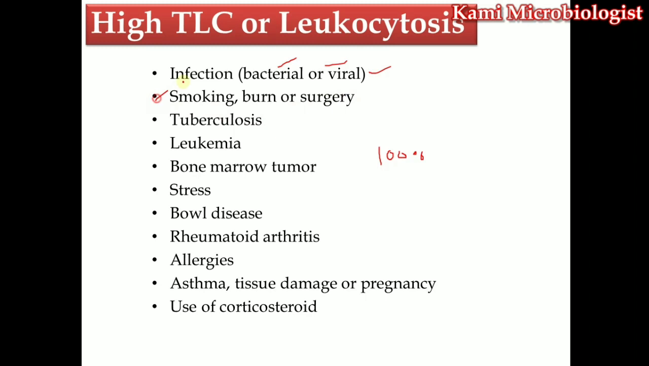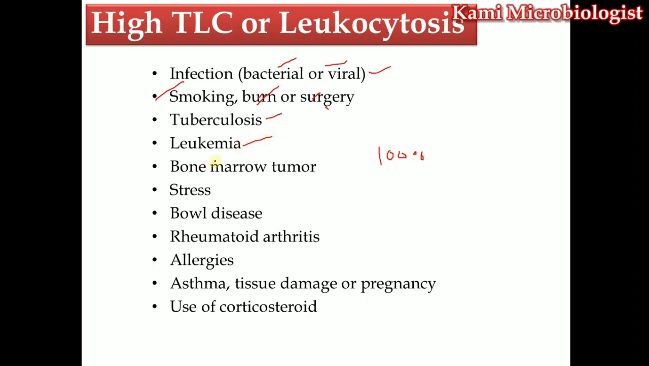White blood cells also increase in case of smoking, burns and surgery. In case of smoking, it can cause a mutation in the white blood cell. In case of burns and surgery, the bone marrow is activated and it can release a large number of white blood cells. That's why we can say that in case of burns and surgery, the white blood cell count also increases. Again, in case of tuberculosis, the white blood cell count increases because tuberculosis is a bacterial infection.